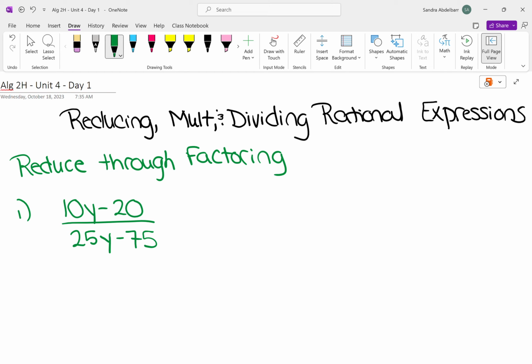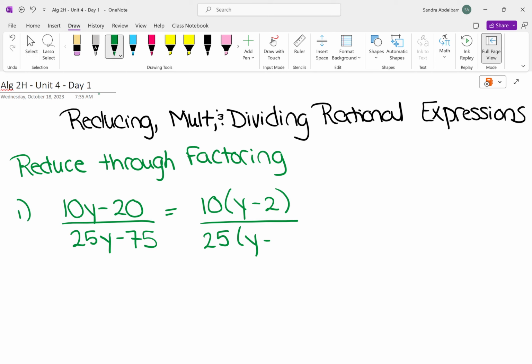What can we factor out of the numerator? Tejas? 5. Bigger than a 5 in the numerator. 10, good. We could factor out a 10. When we go through and we factor out a 10, we're going to have a y minus 2. And then in the denominator, can I factor out a 25? And we're going to be left with y minus 3, not 25. Y minus 3.